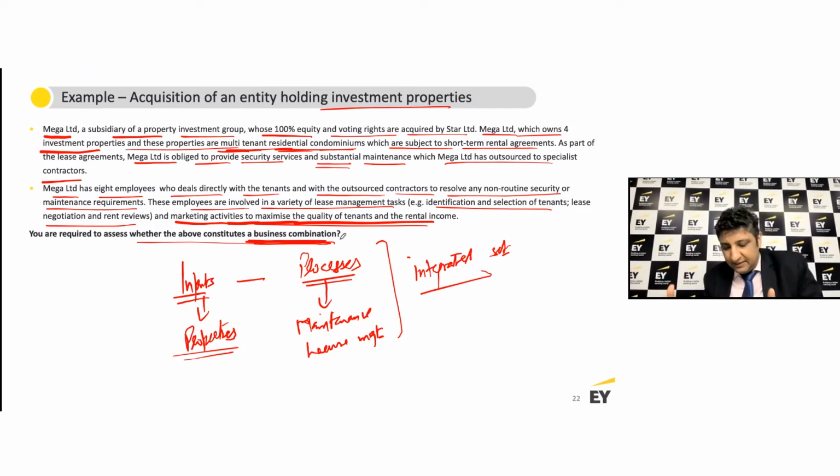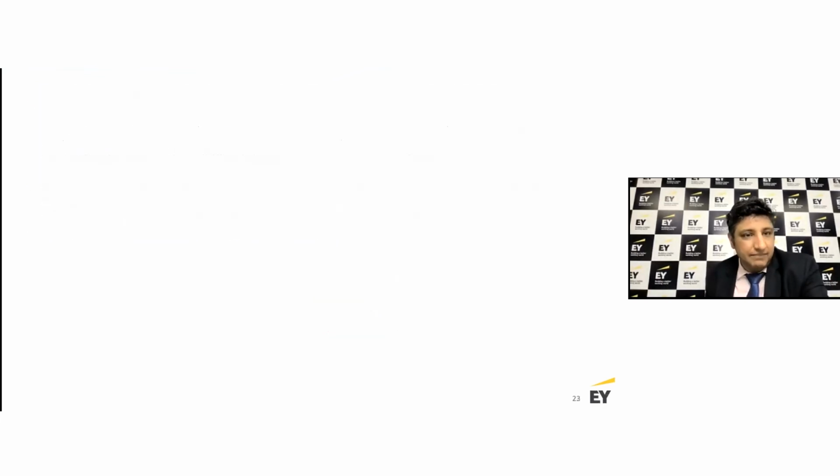When you compare the information and the facts given in this scenario versus the previous scenario of Sagar Limited, you observe that in a normal tenancy arrangement, it's merely a straightforward process of collecting money. But here, it goes beyond the collections. It's all about selecting the right tenant, the negotiations, rent reviews, marketing activities, etc. They would all be coming in together. And in this case, an acquisition by Star Limited of Mega Limited would mean it's an acquisition of a business or a business combination.